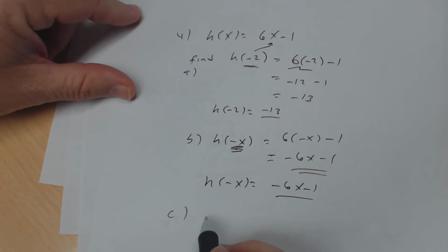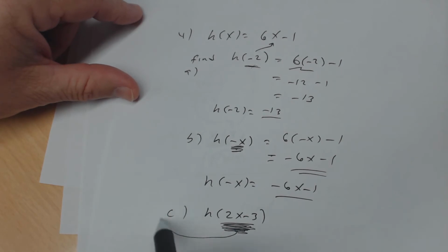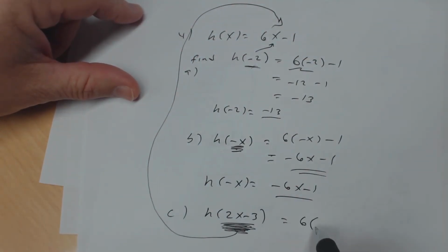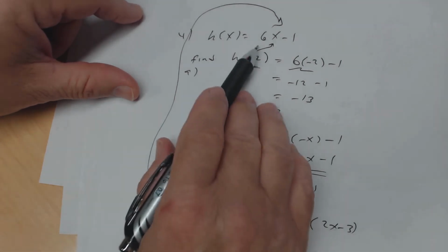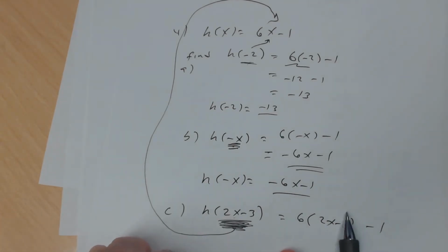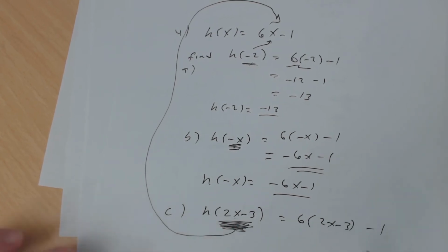Suppose you want to find h of 2x minus 3. Again, wherever you see the variable x, this is what you plug in. You substitute this. Underlining this sometimes helps. So you're going to substitute that in here. I'm going to get 6 times x, and x is 2x minus 3. Don't forget to put that in parentheses because all of this is going to be multiplied by 6. And don't forget to subtract 1. So again, notice this is 6x, where you're substituting this, minus 1.